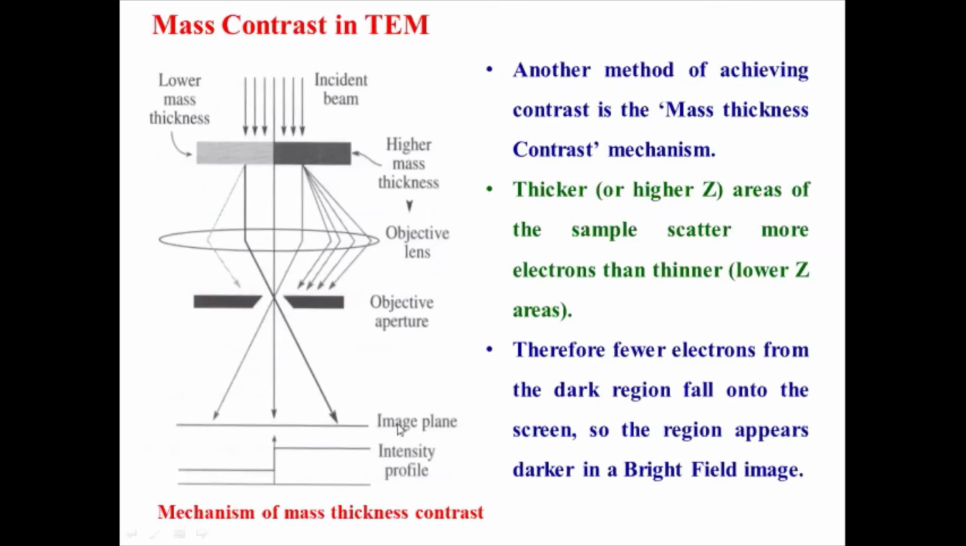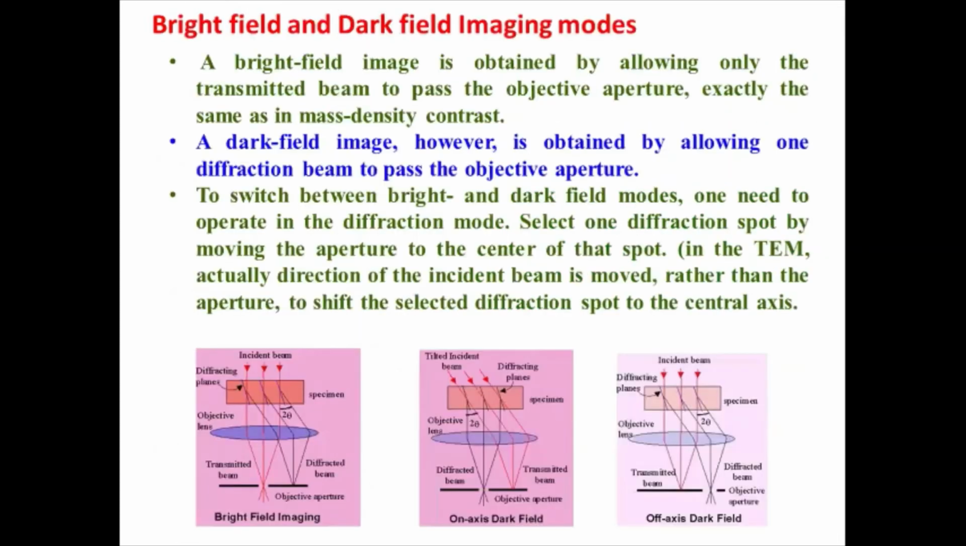You can also alter this contrast, what is called the bright field and dark field image. Depending on the intermediate lens and projection lens focusing, you can convert the dark field into bright field or bright field into dark field. This means the thicker material can appear bright, or it can appear dark.